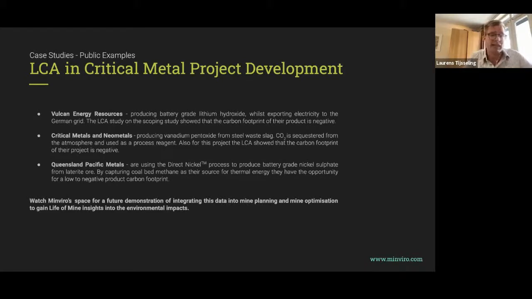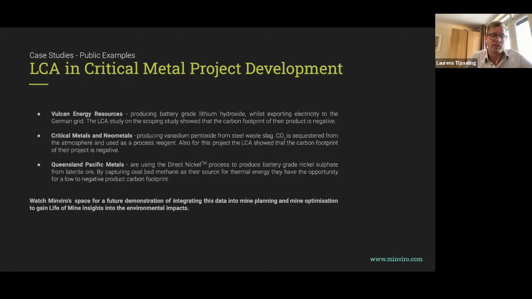Another very interesting case that we've seen is where they produce vanadium pentoxide from steel slag waste. And what I think is really interesting about that project is that they sequester carbon dioxide from the atmosphere and add it into the process as a reagent. And by doing this, they also have a carbon footprint of their project that's negative.